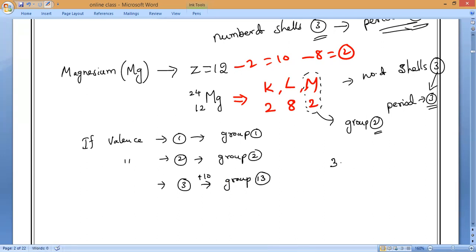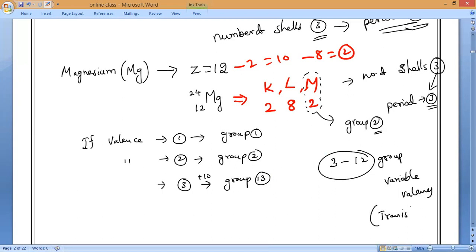So then what about groups 3 to 12? In groups 3 to 12, it is variable valency. We will study that. That is why they are called transition metals. So if valency is 3, you have to say group 13.